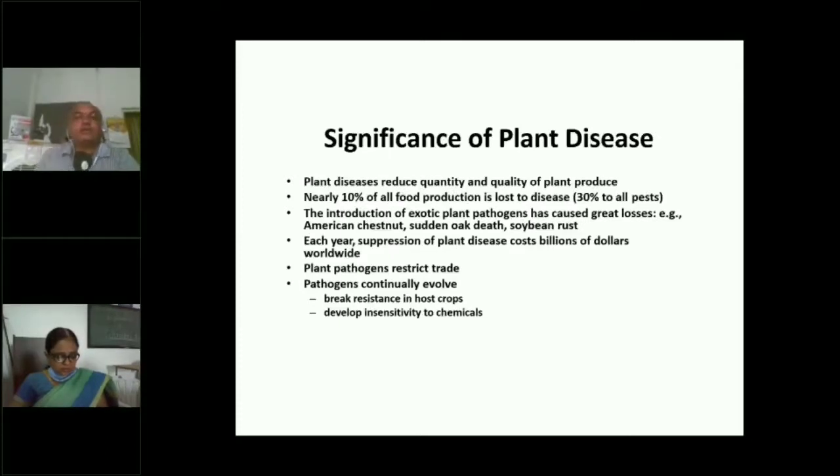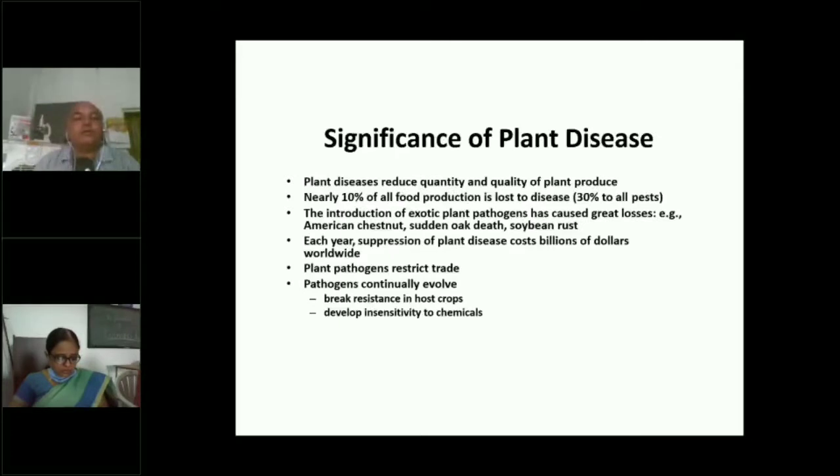Out of this, due to diseases only, there is 10% loss in food production. And there are so many diseases that entered our country through the exotic mode. We have so many diseases that entered our area because of lack of information and lack of restriction.